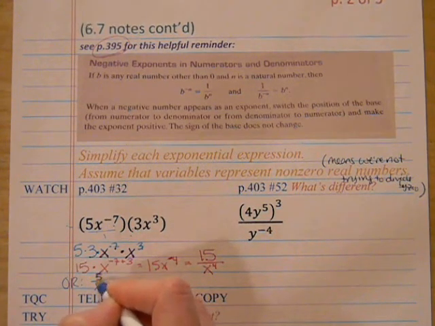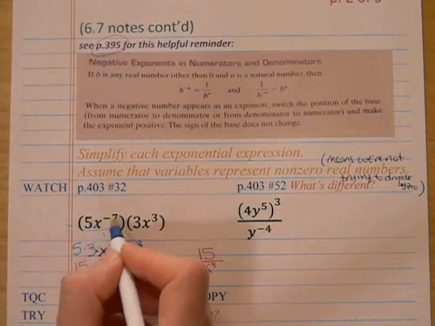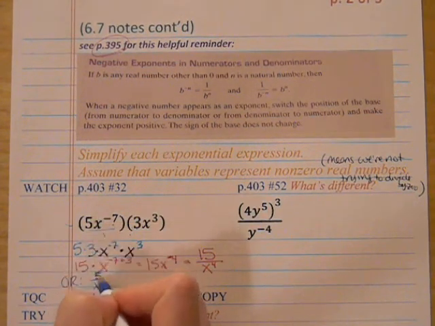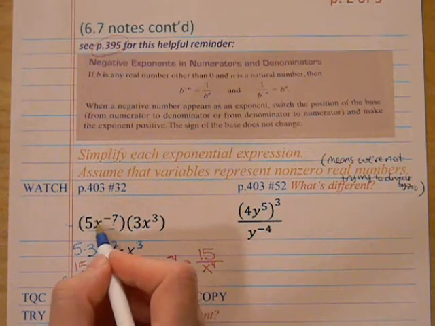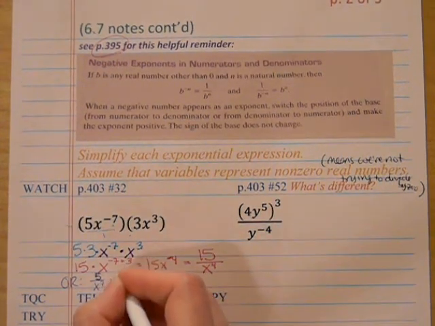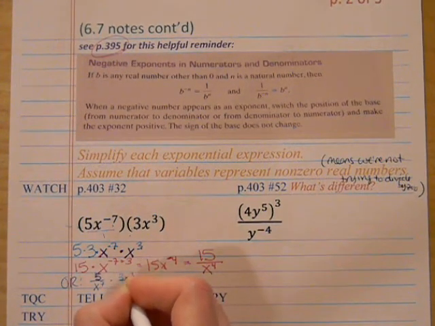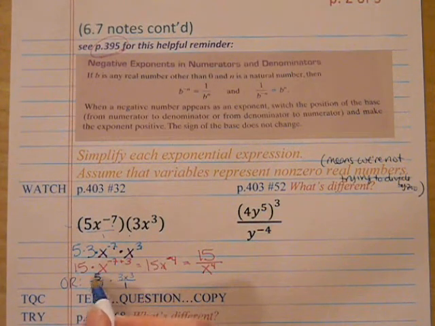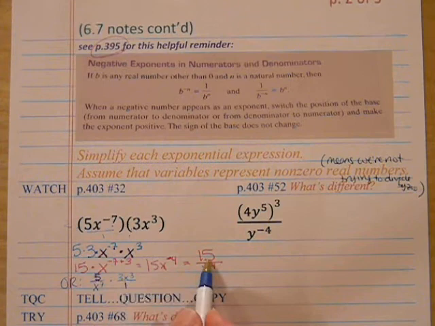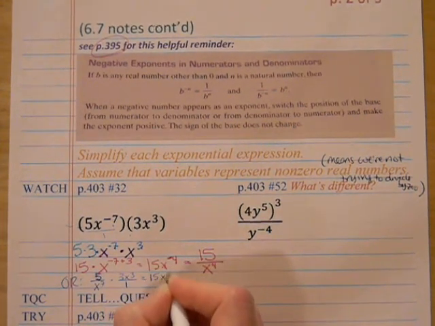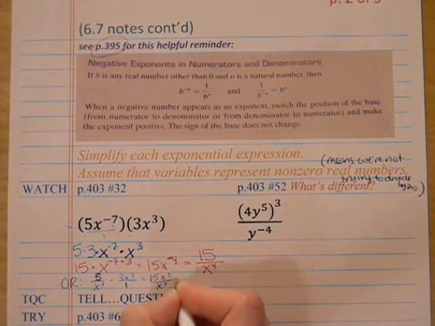Notice the 5 is not affected. If the negative 7 was outside this parentheses, then 5x would move down. But right now it's just the x that moves to the bottom. The negative causes the x to the 7th to move to the bottom. And then we'd be multiplying by 3x cubed, or you could think of it as 3x cubed over 1. And now you can see that the 5 times 3, 15, does stay on top. And you've got x cubed on top and x to the 7th on the bottom.